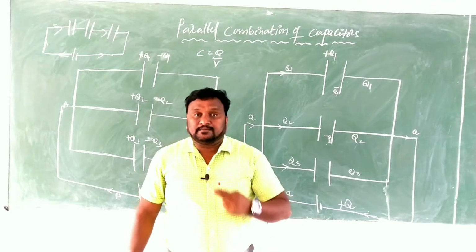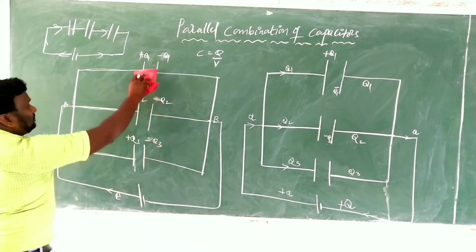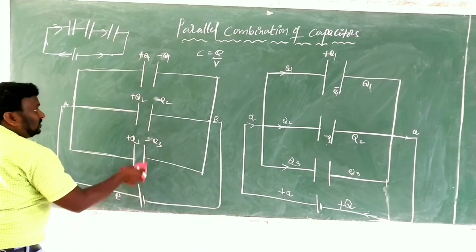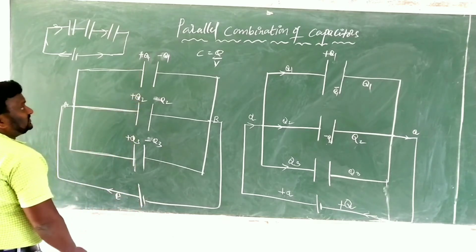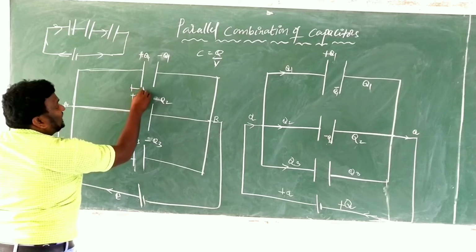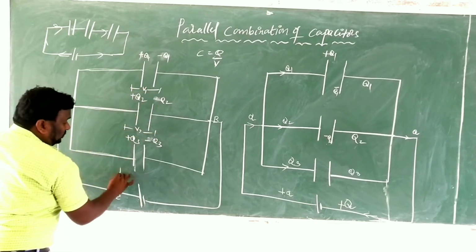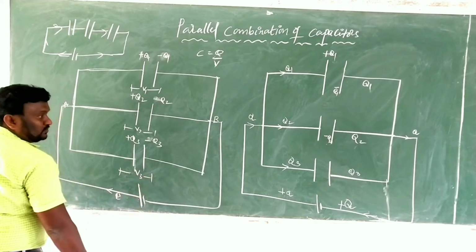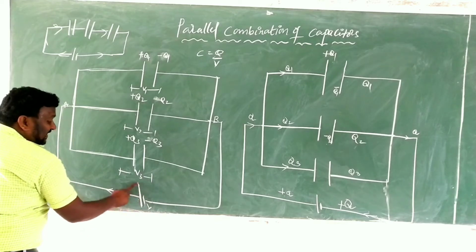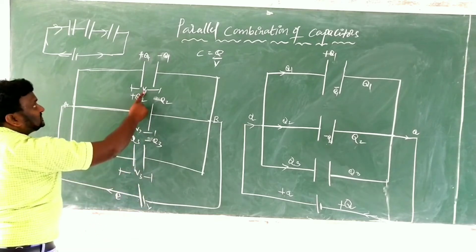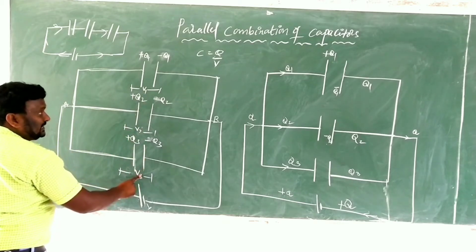Clear? And the second thing, in this case the capacitors are now in parallel to the battery. How are they? In parallel to the battery. Now the potential difference across every capacitor is V1, V2 and V3, and V. The potential across the battery is V, and the potential across the first capacitor is V1. Across the second capacitor is V2 and this one is V3.